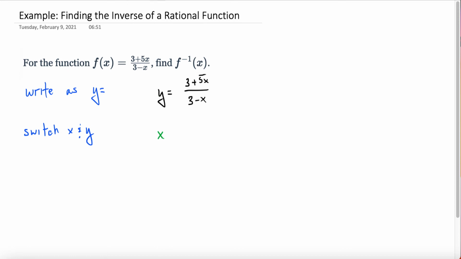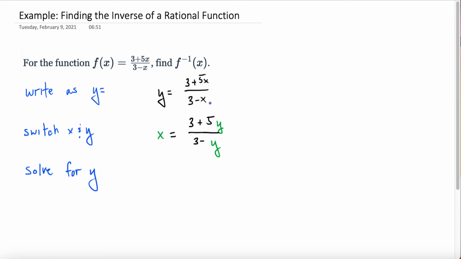So I'll call this x, and 3 plus 5y over 3 minus y. And so now we're going to just solve for y. So we want to get y by itself. But this is a little trickier than it seems.